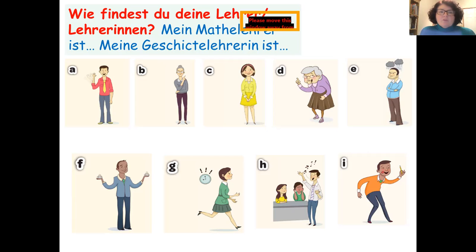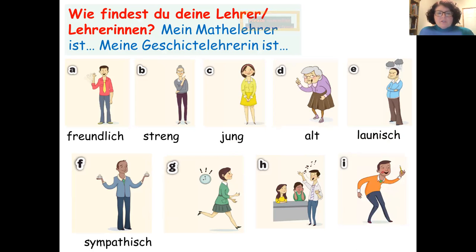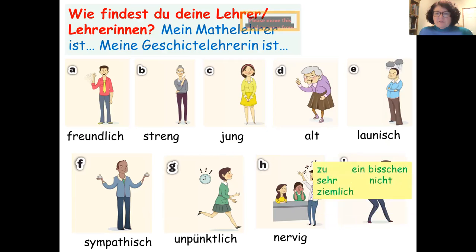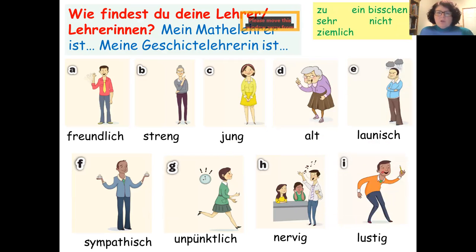Okay, so freundlich, streng, jung, alt, launisch, sympathisch, unpünktlich, nervig und lustig. Okay, so write down the adjectives to describe your teachers and see if you can translate them, please. You can use your home learning book, or you can also use word reference German online. Okay, so just take a moment to do that, please. Make sure you write the words in German and in English.